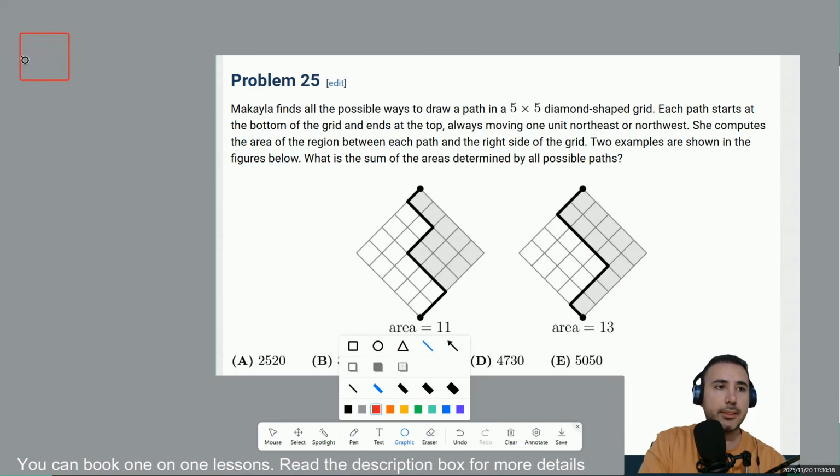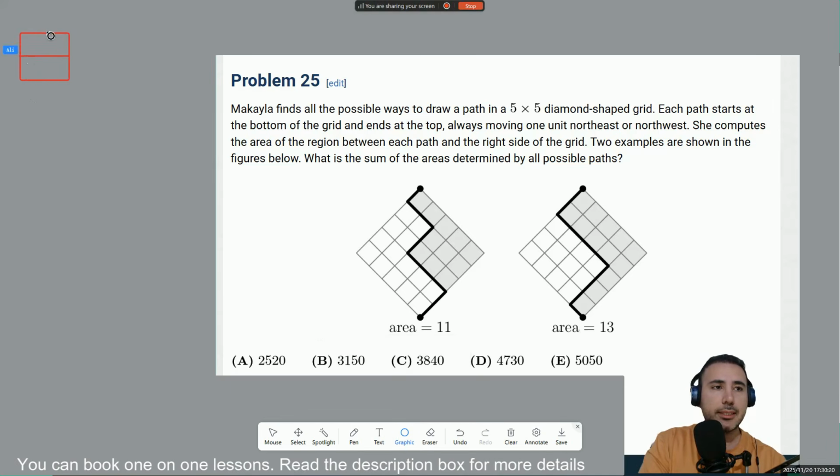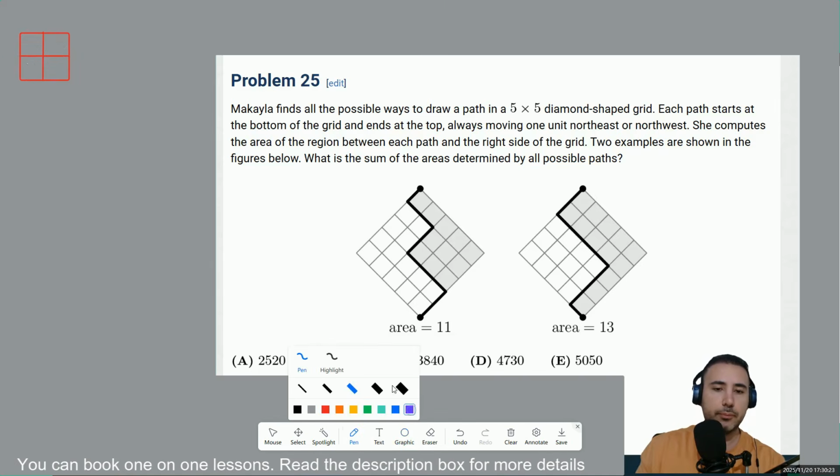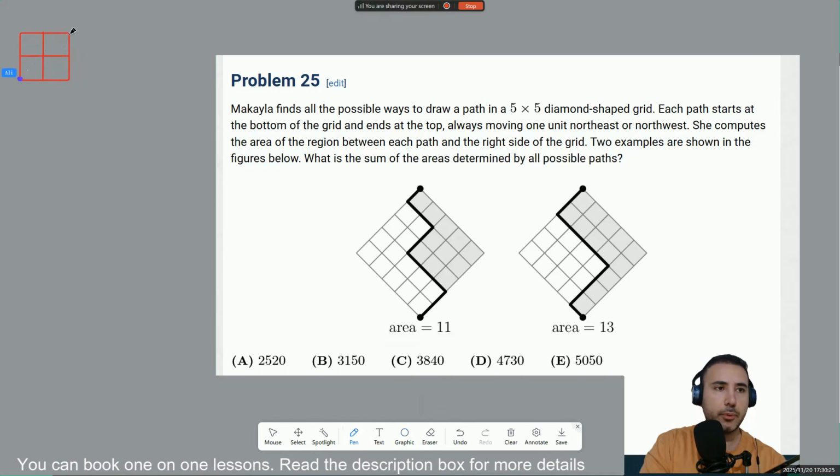So let's see. First, it's about how many ways we can go from this corner, the bottom corner, to the top corner. How many ways are there? One way is like this. So let me write it here. Okay, one way is like this. So let me draw it here. So it's going to be this one.